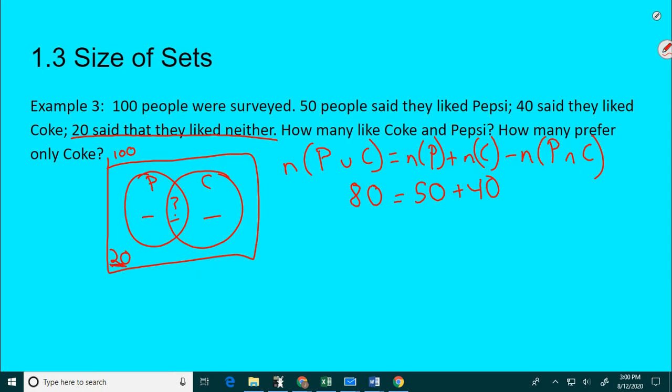So my formula looks like we have 80 equals 50 plus 40 minus my intersection, and I'll just make it X just so I don't have to write all that extra work. And I just need to find X. So 80 equals 90 minus X. So X has to be 10, right? 90 minus 10. There we go.